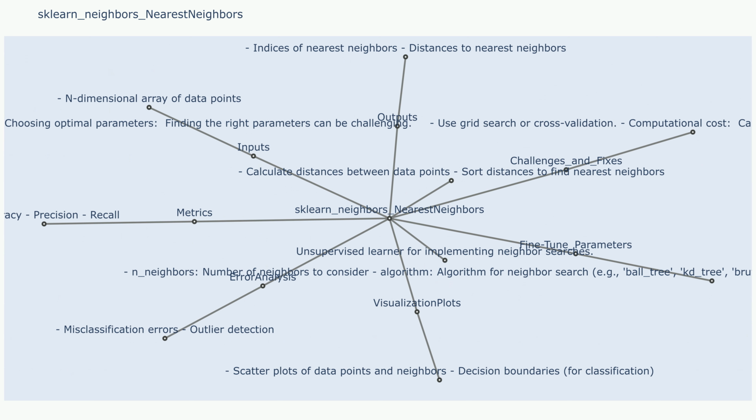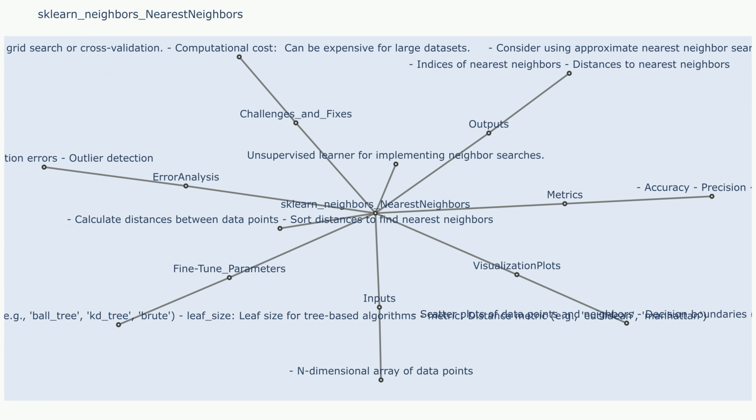Fine-tune parameters. n_neighbors. This parameter controls the number of nearest neighbors to find. algorithm. This parameter specifies the algorithm used to find neighbors, e.g. ball_tree, kd_tree, brute. leaf_size. This parameter influences the efficiency of tree-based algorithms, e.g. ball tree, KD tree. metric. This parameter allows the user to choose the distance metric to be used. p. This parameter is used for the Minkowski distance metric and controls the degree of influence of each dimension.